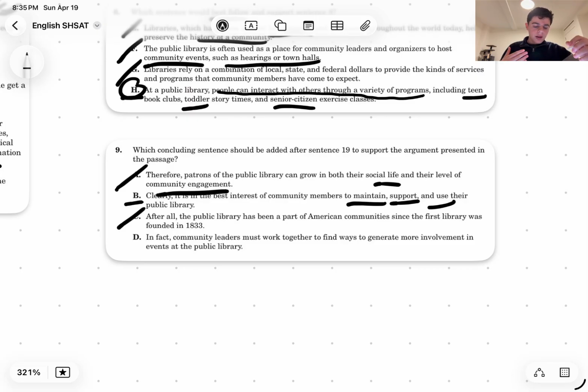D, in fact, community leaders must work together to find ways to generate more involvement in events at the public library. Again, this is not a very broad way because it's just talking about involvement. It isn't talking about the resources or the amenities like internet access that a library provides. And it's also kind of ending on a negative note, right? We want to be ending on a positive note. We want to be convincing someone to go to a library. This is kind of saying, oh, libraries need to do more, right? So it's kind of a negative note. So that's why I would say B is the best answer.